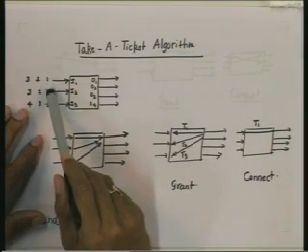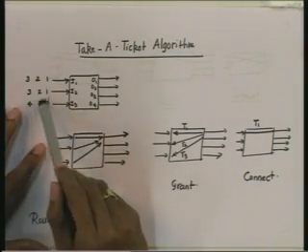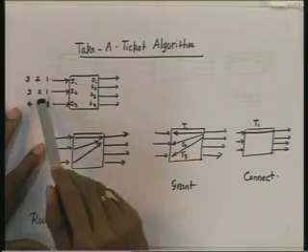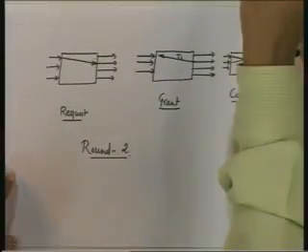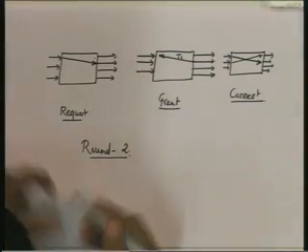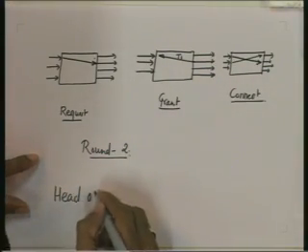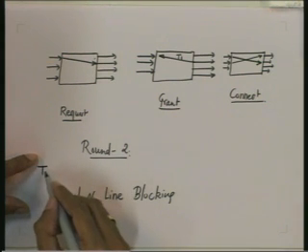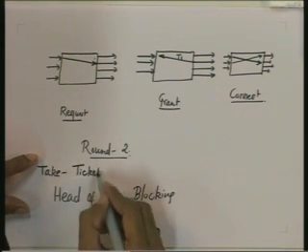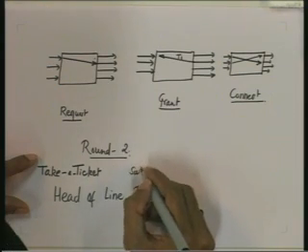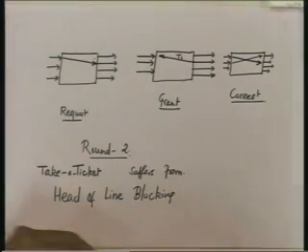But now what is happening really is that these head of the line packets are blocking the transmissions of these packets also to otherwise free ports. Okay. So this problem is called head of the line blocking. So this algorithm, take a ticket, suffers from head of the line blocking algorithms.